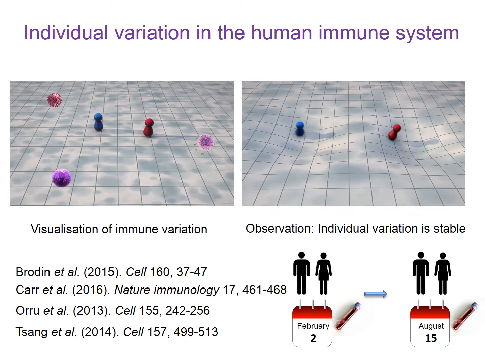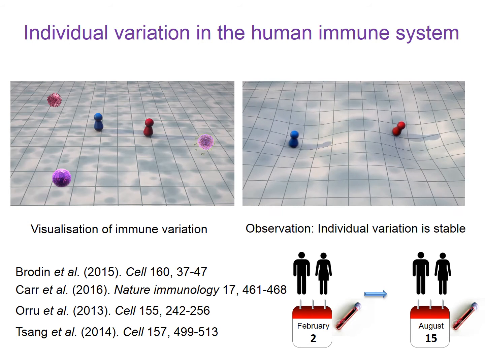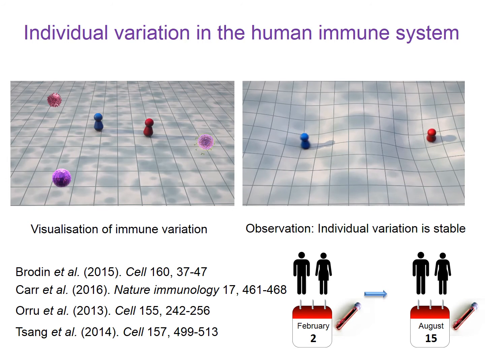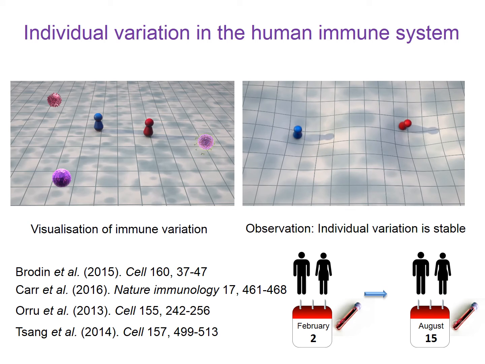Several different studies have tried longitudinal analysis of multiple individuals and have found that individuals tend to occupy certain stability islands, with the variation being relatively minor over time, over the course of months or years.